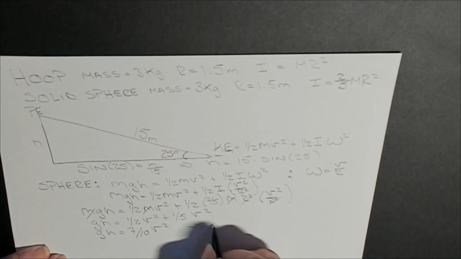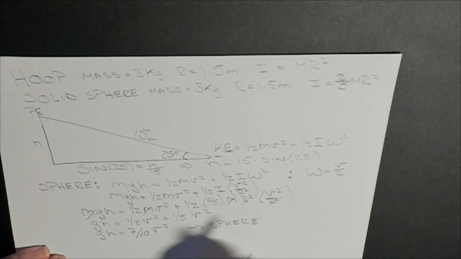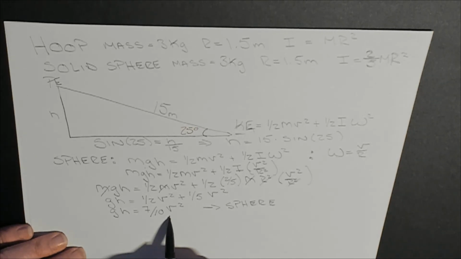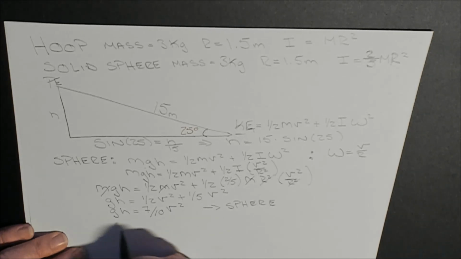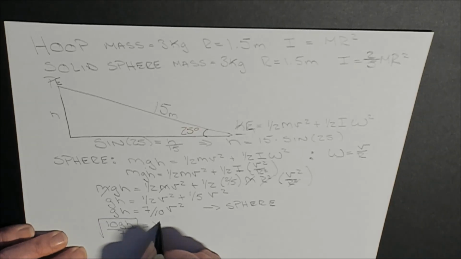And that's for the sphere. Cool. So if I want to solve for who gets down the hill first, then I want to isolate for velocity, because the higher the velocity of either, that tells me who's going to get there first. So 10gh over 7, just moving that to the other side, take the square root of that whole thing, and that will give me the velocity of the sphere.